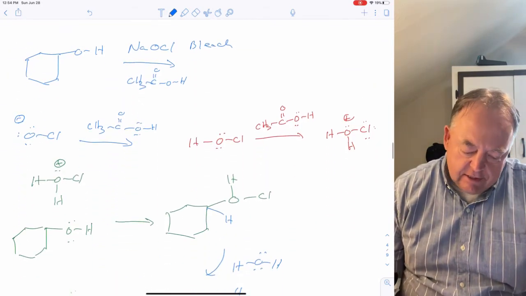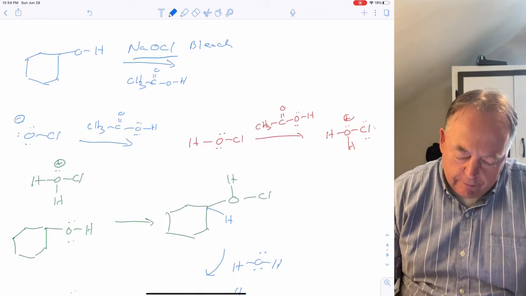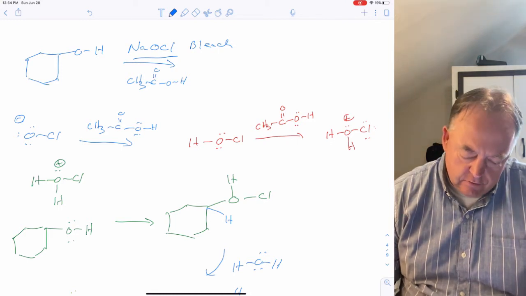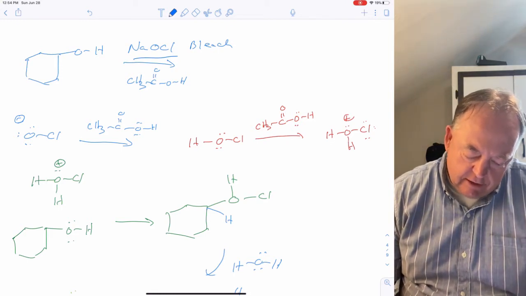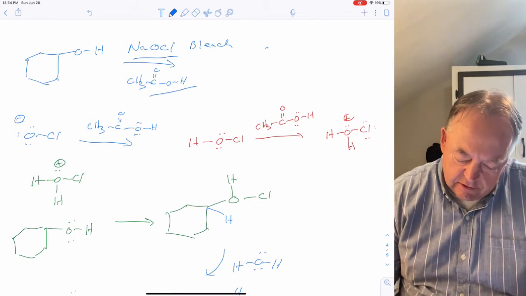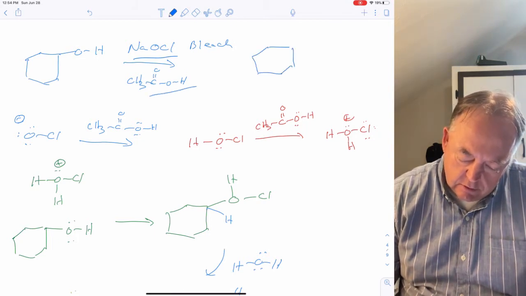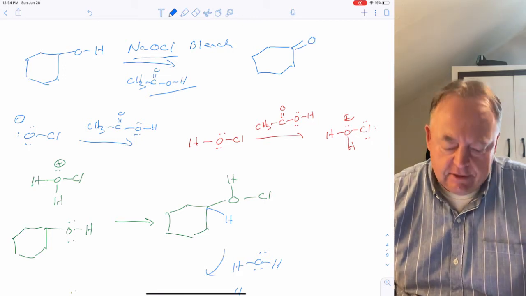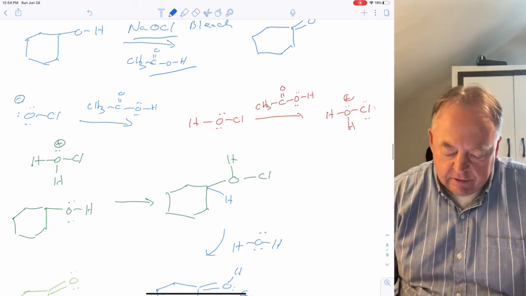So another oxidizing agent that you can use is sodium hypochlorite. So just household bleach will do the job. So if you take a secondary alcohol with bleach and acetic acid as the solvent, then you'll make the ketone. And so here I do go through the mechanism. How does this reaction work?